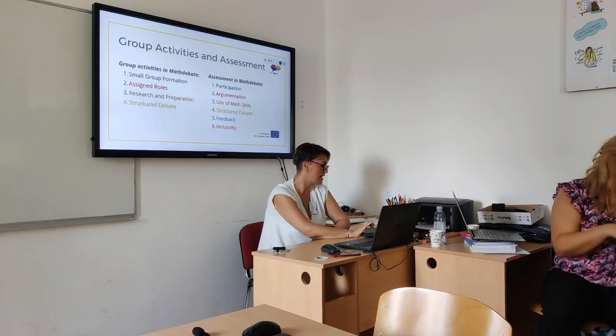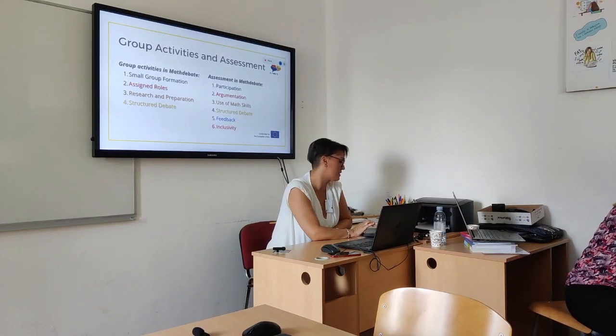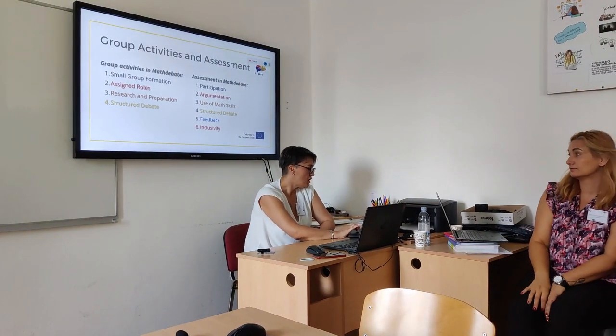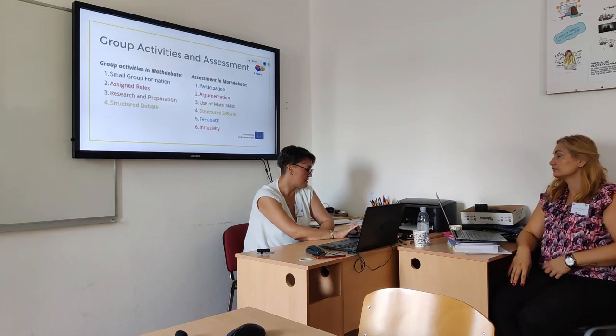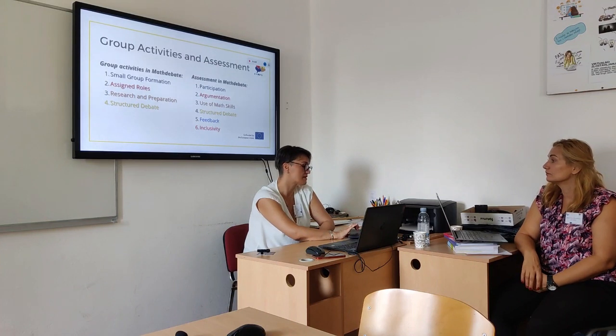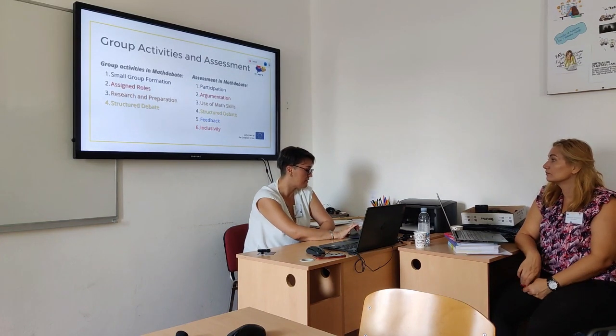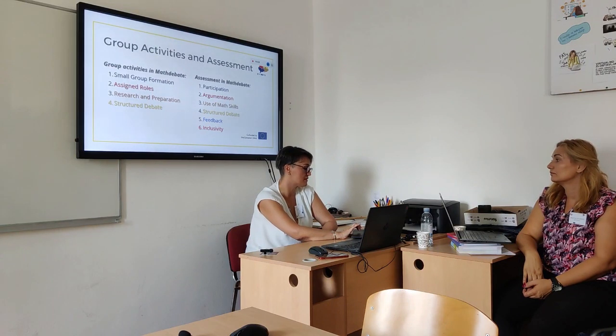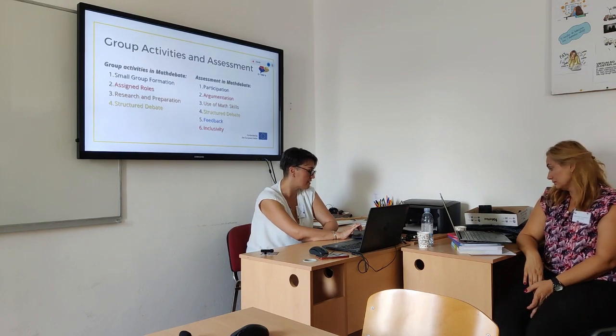Argumentation. Assess the clarity, coherence, and persuasiveness of the arguments presented by each group. Do their arguments demonstrate a deep understanding of the mathematical concepts involved? Use of math skills. Evaluate how effectively students apply mathematical skills and concepts in their arguments. Are they able to use math to support their claims? Feedback. Provide constructive feedback to help students improve their argumentation and critical thinking skills. Highlight their strengths and areas for growth.